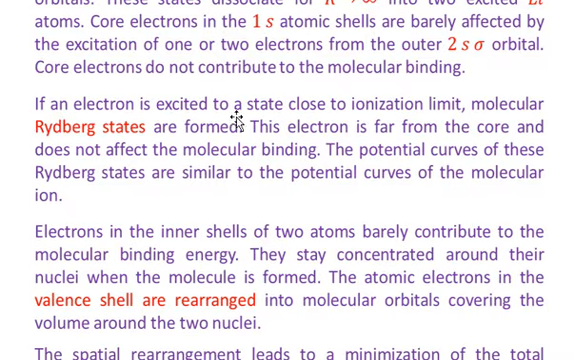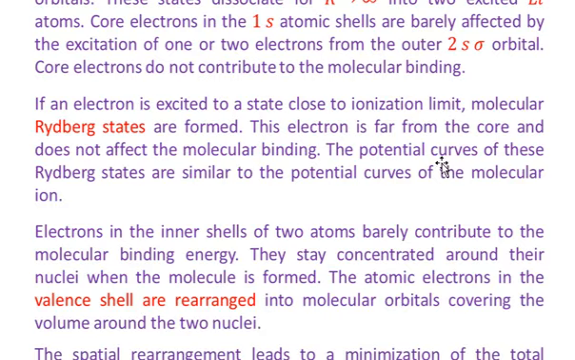If an electron is excited to a state close to the ionization limit, molecular Rydberg states are formed. In a diatomic molecule, one of the atoms remains in the ground state, whereas the other atom is excited to higher states, which we call Rydberg states. The electron is far from the core and does not affect the molecular binding.